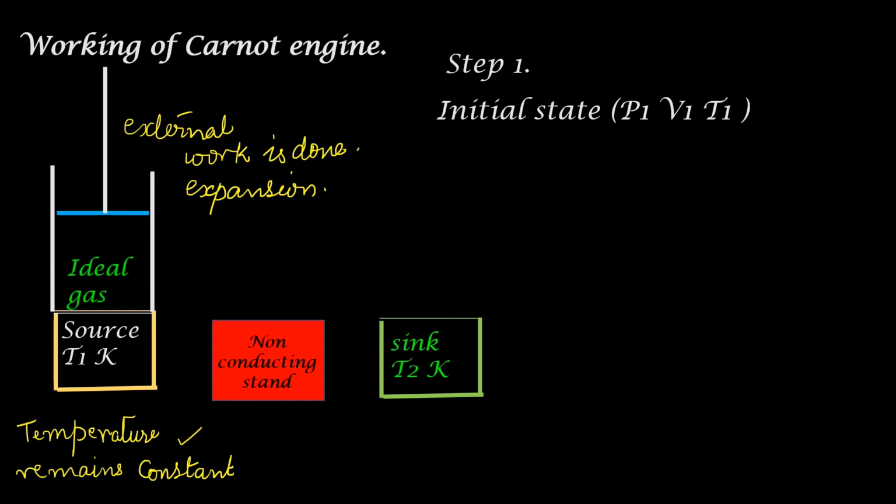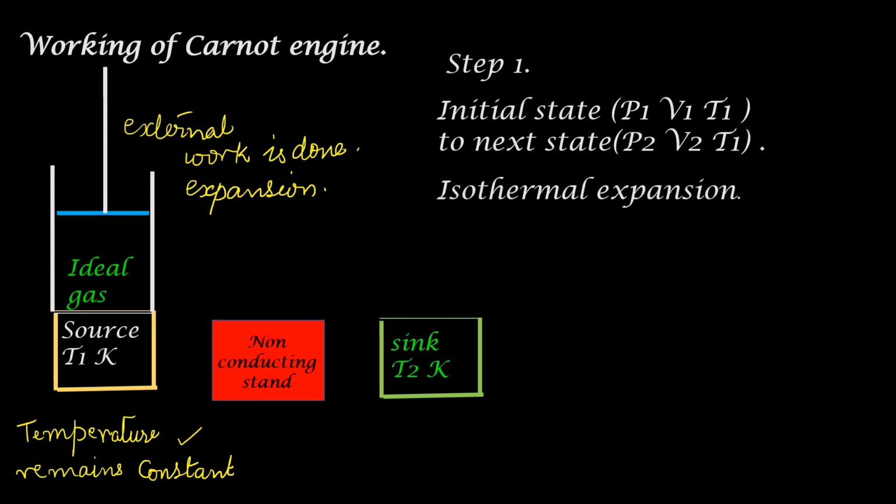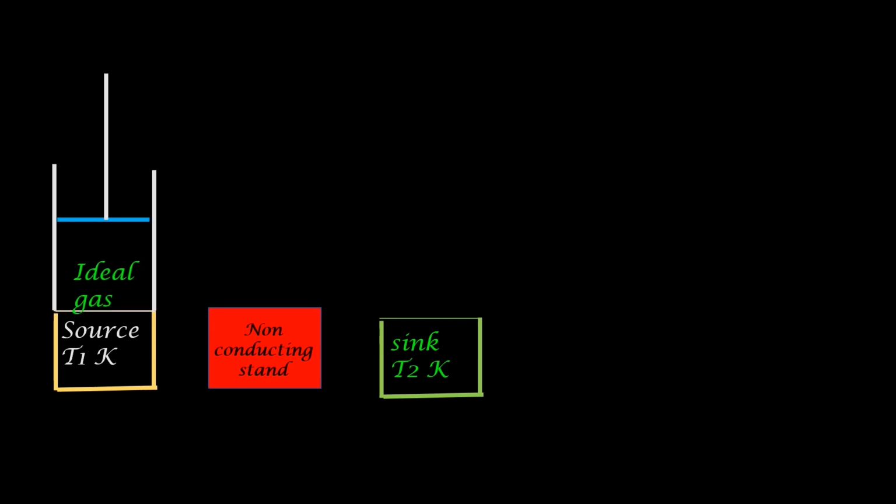The system changes its state to the next state, that is P2, V2, but T1. We have already stated that the temperature is constant. So the process taking place during step 1 is isothermal expansion. So we will pass on to the next step, that is second step, step 2. What is the initial state?